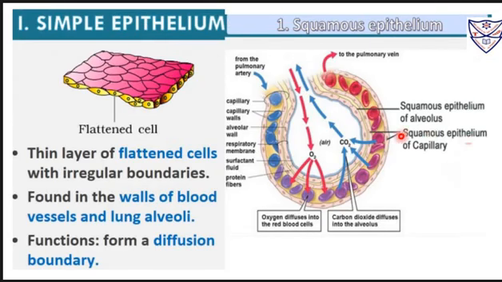So first let us learn about squamous epithelium. You can see the cells here are flattened, they are generally square. They are thin layer of flattened cells with irregular boundaries. They are generally found in the walls of blood vessels, that is artery, vein, capillaries, and in lung alveoli. Alveoli is where the diffusion of gases in our lung takes place. This layer needs to be very thin so that the diffusion can take place easily.